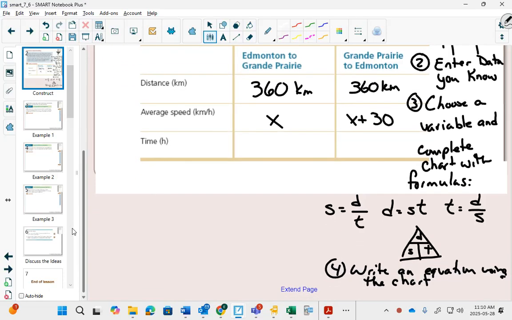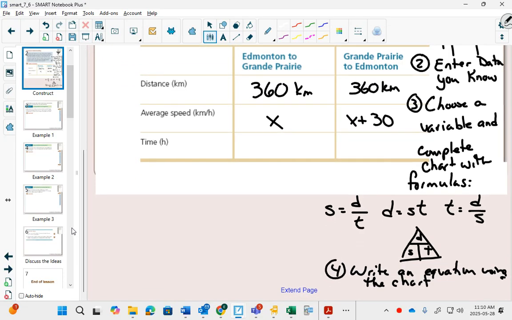So that speed will be x plus 30. Then you complete the chart with formulas. And again, this is the formula that I would say is easiest to remember, because you know speeds. Speed of a car is in kilometers per hour, which is a distance over a time. So you have that formula just by knowing what a speed is. Then you can take that formula and rearrange it.